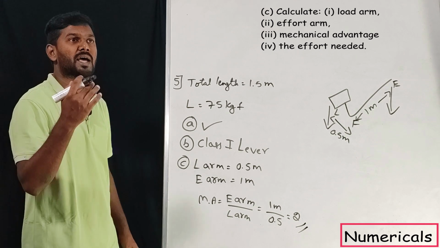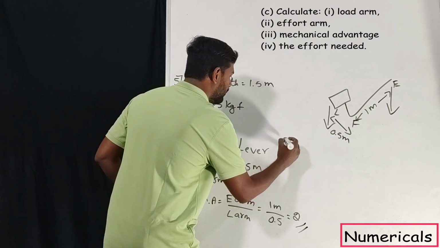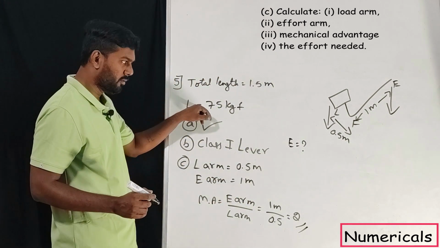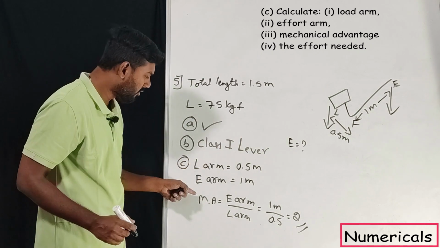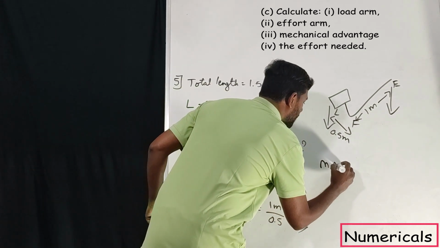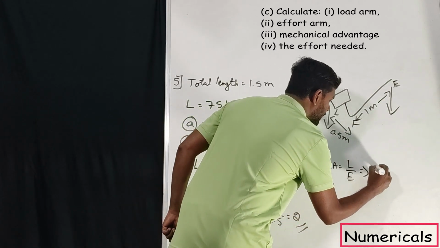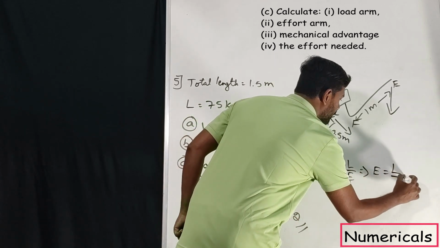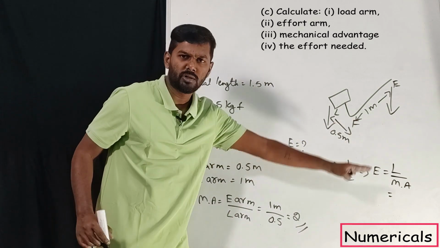So what is the question? They are asking us to find the effort needed to lift the load. So we have to find the effort. We have the load, we have the mechanical advantage. How to find effort? We have one more formula for mechanical advantage. What is that? Mechanical advantage is equal to load by effort, correct? So what we have to find? Effort. Effort is equal to load by mechanical advantage, correct?